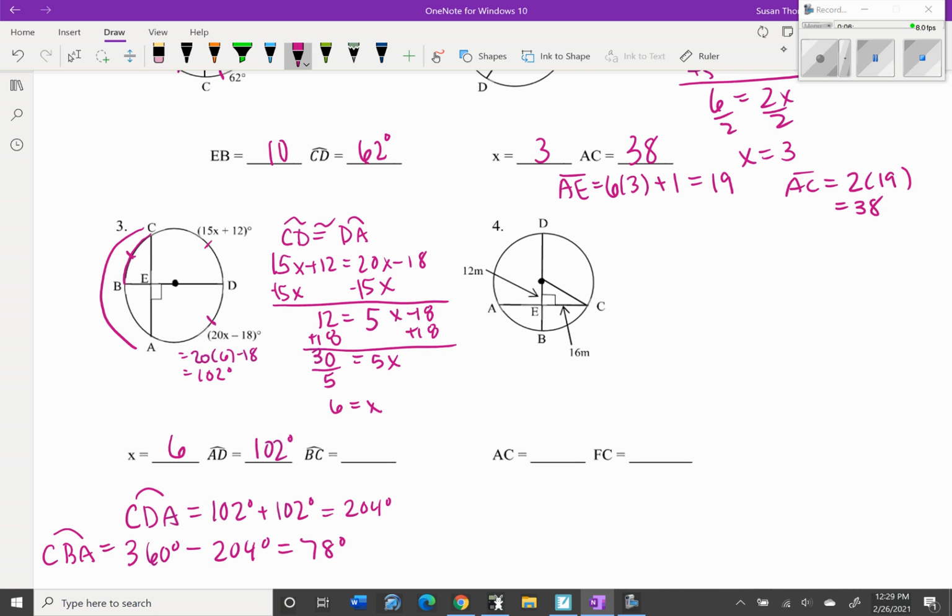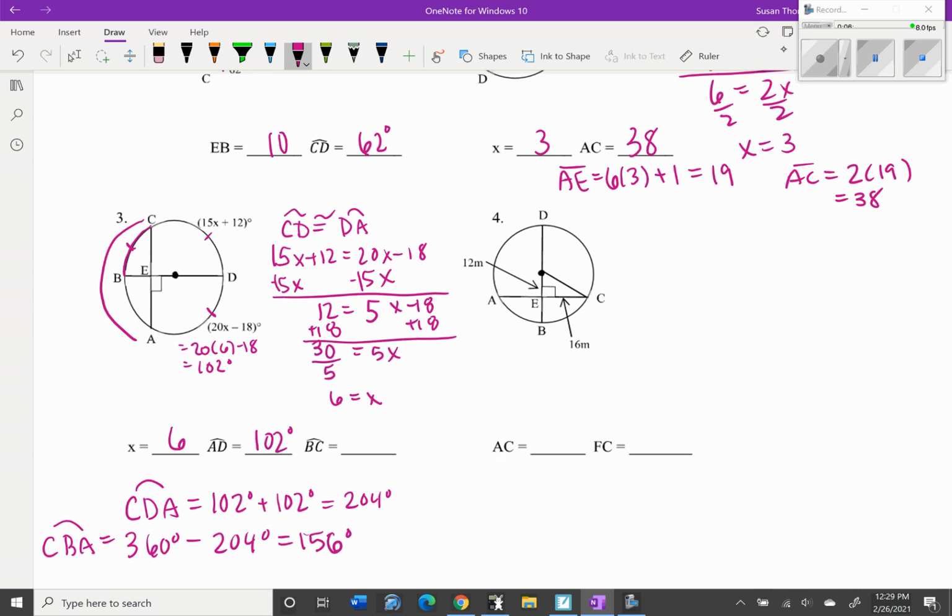But of course, we're only looking for half of that. Sorry, what am I doing? I already subtracted, so this is 156 degrees, and then divided by 2 to get to 78. So BC would be equal to 156 degrees divided by 2, which gives us 78 degrees.